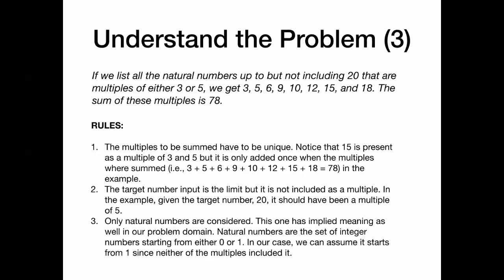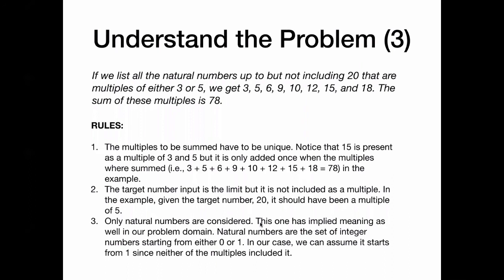And the third rule: only natural numbers are considered. Again, this one has implied meaning. If you do a bit of research, natural numbers are those numbers or set of integers starting from either 0 or 1. From a math definition, there are really two possibilities. It can start from 0 or 1. But in our case, we can assume it starts from 1 since neither of the multiples included 0.